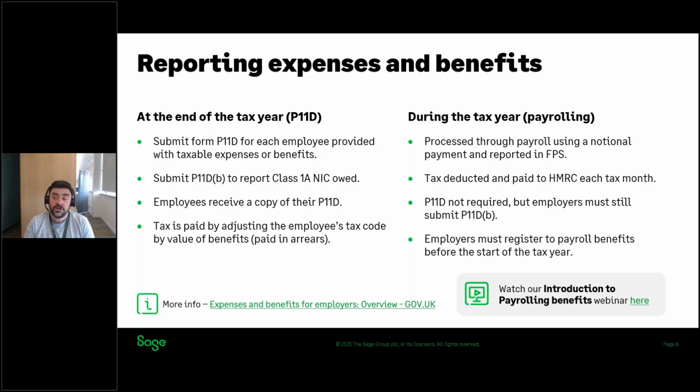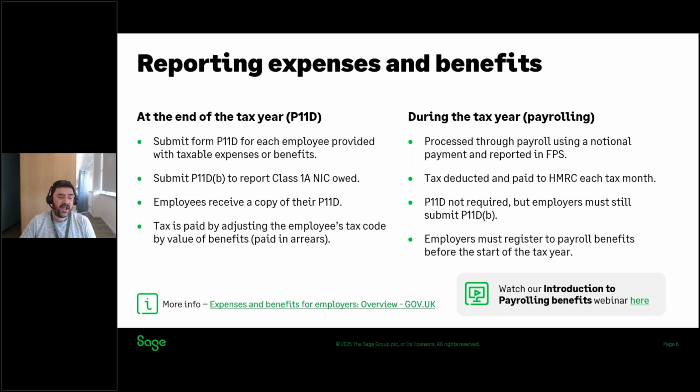But under the current voluntary payrolling arrangements, you do still need to do a P11DB after the end of the tax year, and that will report your Class 1A national insurance. Now, to payroll benefits, you must have registered with HMRC before the start of the tax year that you intend to payroll. So for the tax year 2025 to 26, you needed to have registered on or before the 5th of April of 2025. Now, if you're interested to know how payrolling benefits currently works, we did run a recent webinar, and we do have a recording of that available on our help center, which I've also linked to on the slide just there.